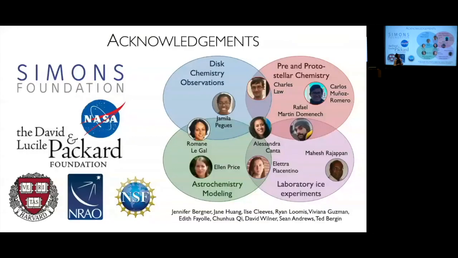I do want to start out by acknowledging that the vast majority of the work I will be presenting is not primarily done by me, but by a really amazing team of junior scientists. The ones in my group are listed here, and they span the full range of methods we're using, from theory to observations to laboratory experiments, as well as the different stages of star and planet formation that in different ways contribute to what kind of planets you end up with.